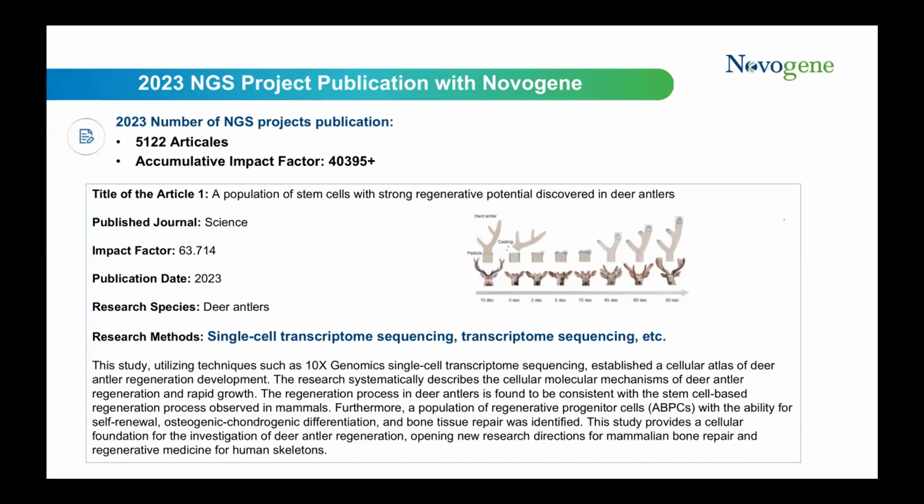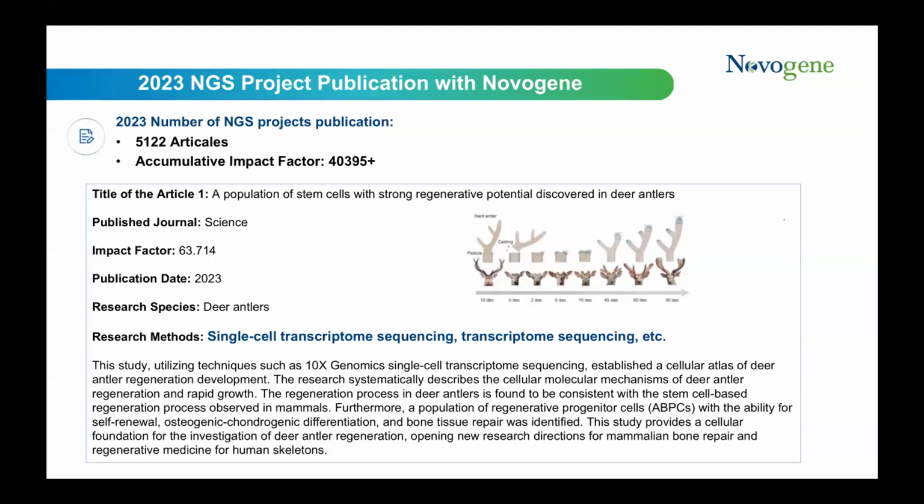For this one, Novogene offers single-cell transcriptome sequencing and also transcriptome sequencing. Single-cell transcriptome sequencing is now a trend, not only in Korea, but worldwide. And Novogene uses the 10x Genomics single-cell transcriptome to serve this service. In this study, by using the 10x transcriptome sequencing and also the mRNA sequencing, the customer got the data and established a cellular atlas of deer antler regeneration and development.